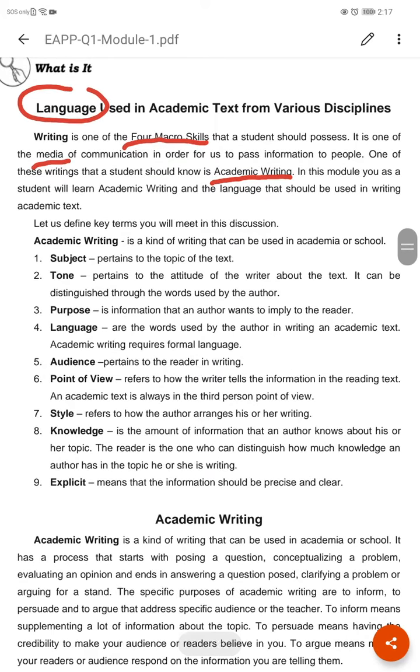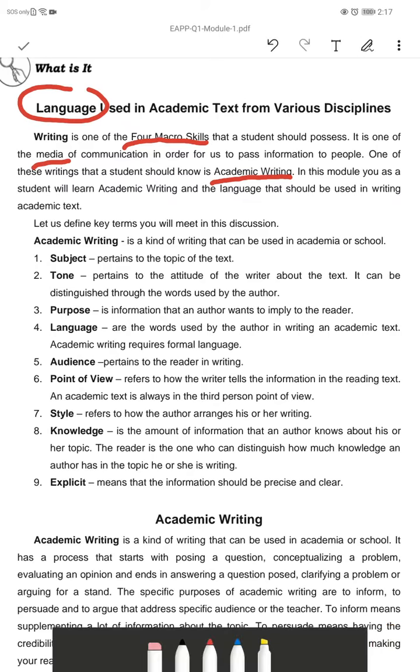So let's begin by defining academic writing. So academic writing here, academic writing is a kind of writing that can be used in academia or school. So simply put, academic writings or academic texts are those texts which we use in school. So the newspaper, the books, the articles, all of those belong to academic text or academic writing. Okay, and then we have first, subject. Subject pertains to the topic of the text.